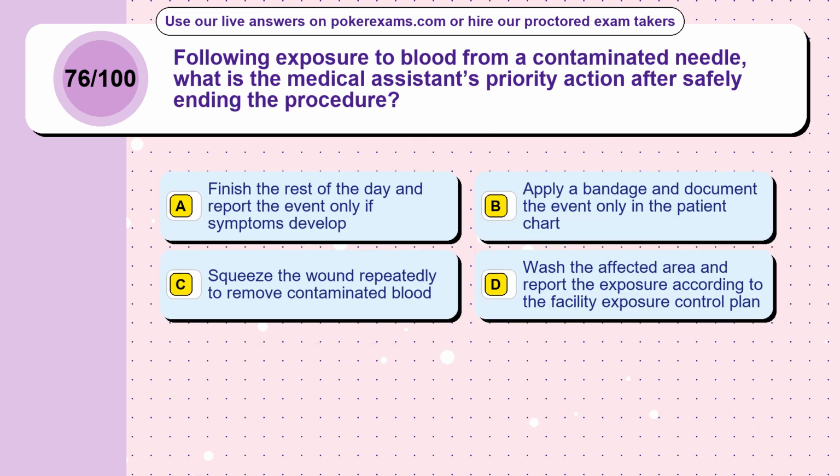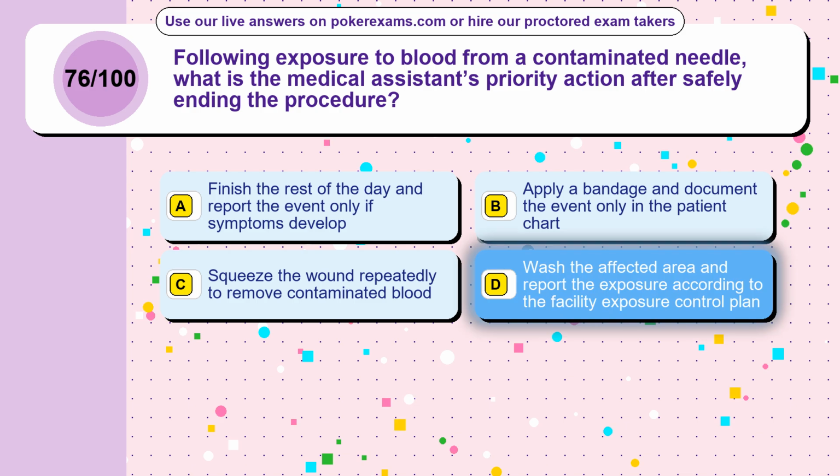Question 76. Following exposure to blood from a contaminated needle, what is the medical assistant's priority action after safely ending the procedure? Option A. Finish the rest of the day and report the event only if symptoms develop. Option B. Apply a bandage and document the event only in the patient chart. Option C. Squeeze the wound repeatedly to remove contaminated blood. Option D. Wash the affected area and report the exposure according to the facility exposure control plan.